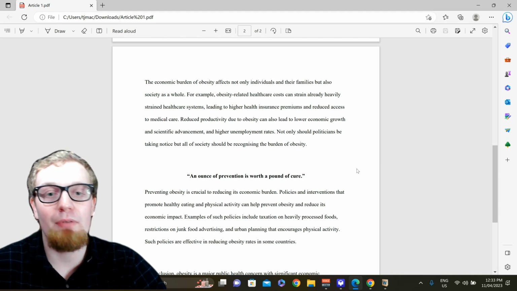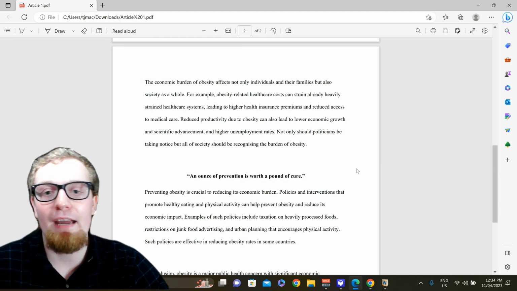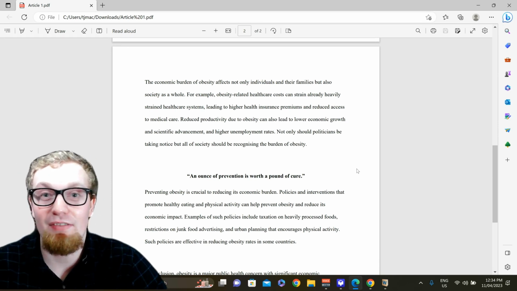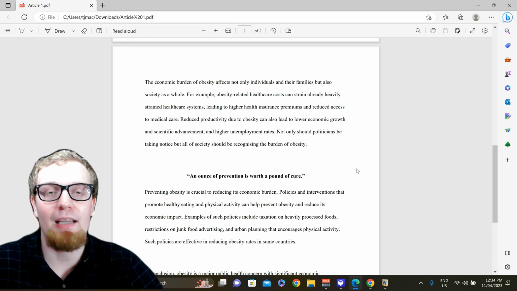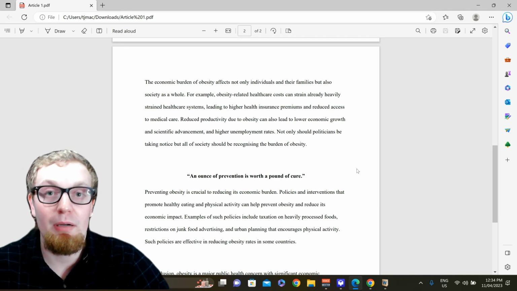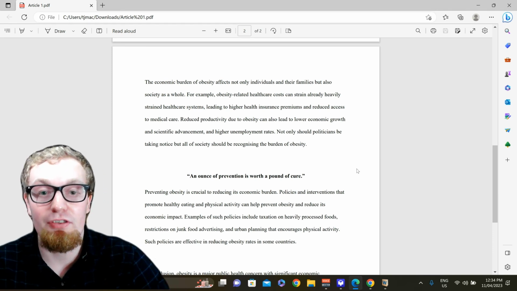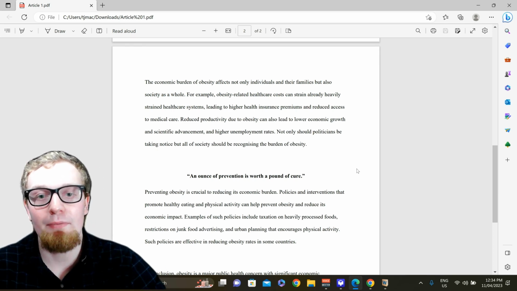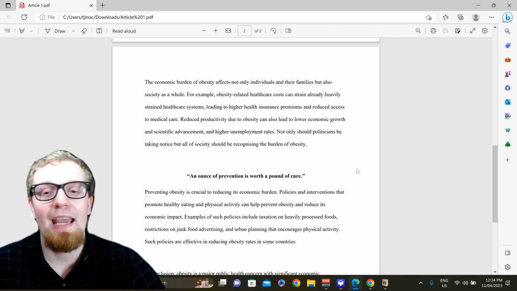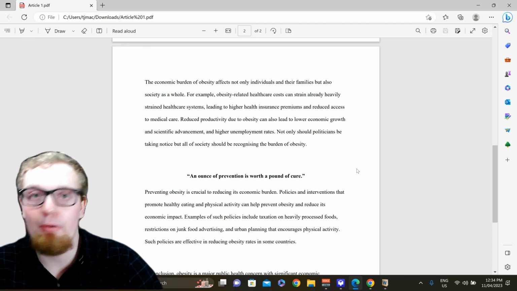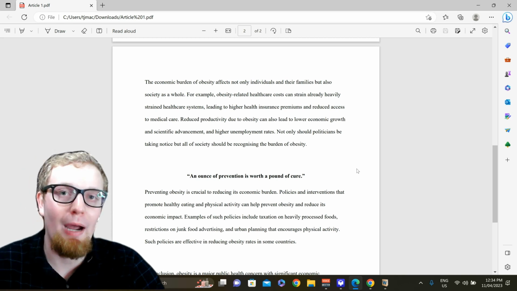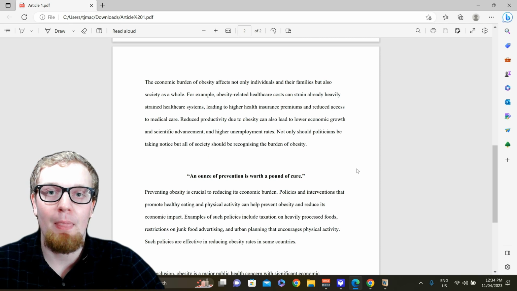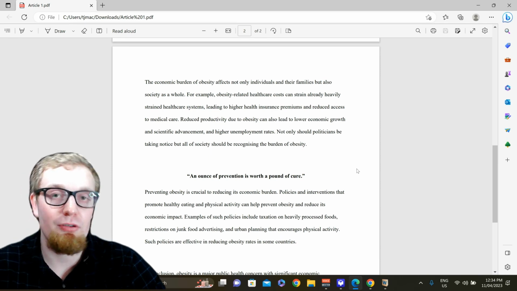Okay, so for example, obesity-related healthcare costs can strain already heavily strained healthcare systems, especially healthcare systems that have just been strained massively from the COVID-19 pandemic. Okay, so this can lead to higher health insurance premiums. So you got to pay more to get your health insurance because they don't trust you. They don't want to insure someone that they think is going to drop dead, right? So those premiums go up, and reduce access to medical care because there's so many people accessing medical care. There's more lineups, there's more waiting time, it just burdens the whole healthcare system. Okay, to treat this disease that really shouldn't be occurring.